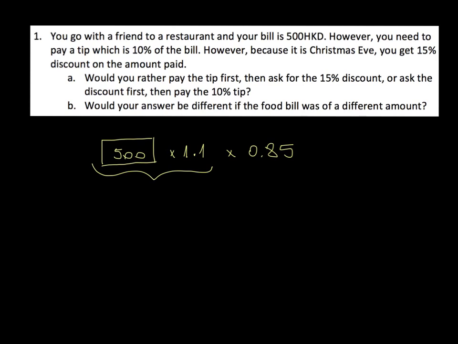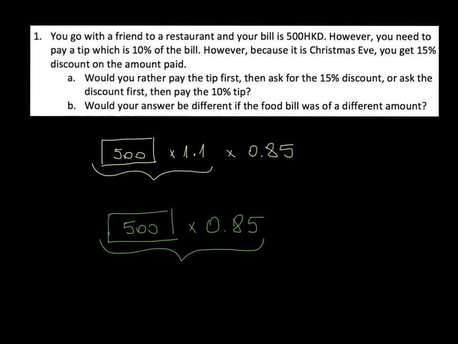Let's look at the second option, where first you get the discount. So your food costs 500. If you get the 15% discount first, you need to pay just 85% of your bill, because 15% is a discount. So you just pay 85% of the bill. And this is what you pay with a discount.